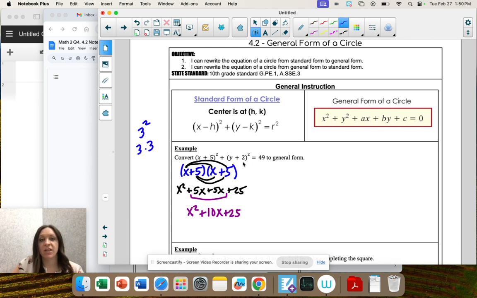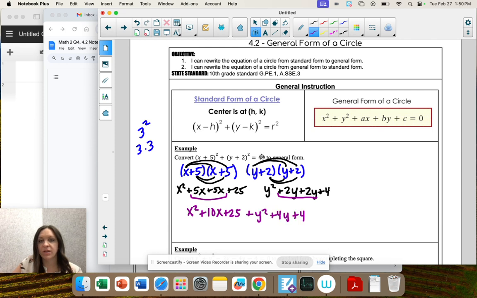Okay, you do the same thing with y. So y plus 2 times itself. That's what squared means. So first term to both of them in the second. Y times y is y squared. Y times 2 is 2y. The second term goes to both. 2y, 2 times 2 is 4. All right, middle two combine. So now we have y squared plus 4y plus 4, and then we still have the equals 49.